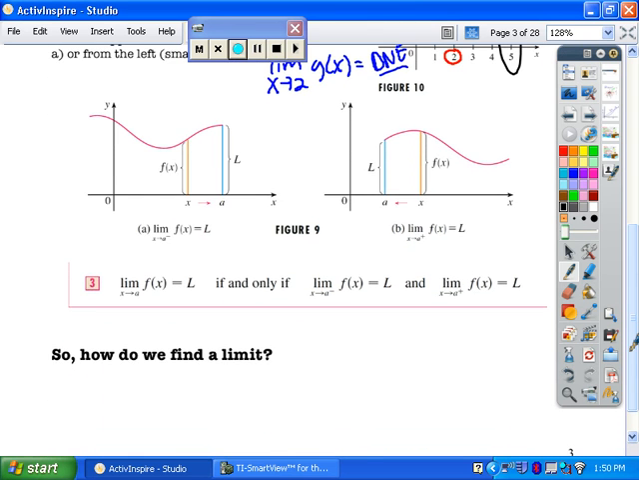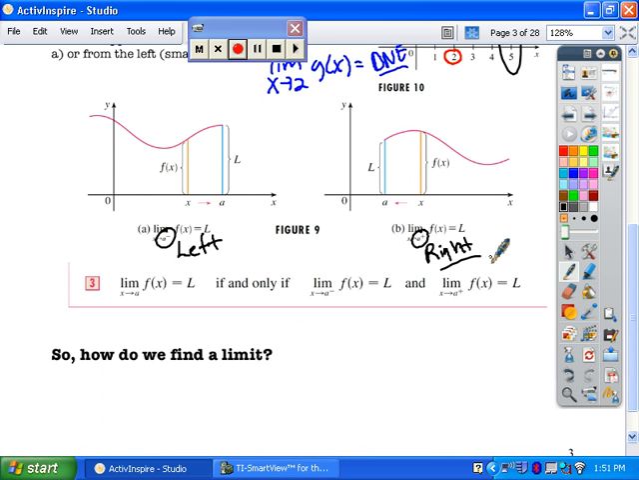Here they have the formal definition. This negative means from the left, and the positive means from the right. So that's a one-sided limit. And remember, if they don't put the plus or the minus there, you've got to look from both sides. Both sides have to be the same in order for that limit to exist.